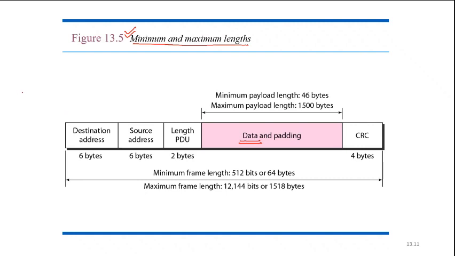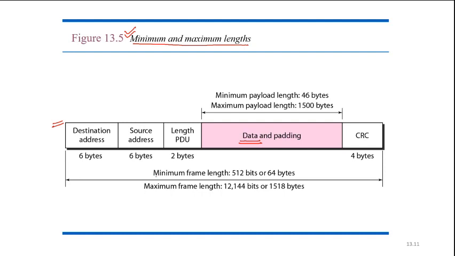The preamble and SFD are part of the physical layer system. They are basically used to identify the actual start of the frame. So starting with the destination address, source address, length, data and padding, and then CRC, this will be the actual size of the frame. Here we can count: 6, 6, 2, then 4. So 18 bytes is this part, then comes the data.